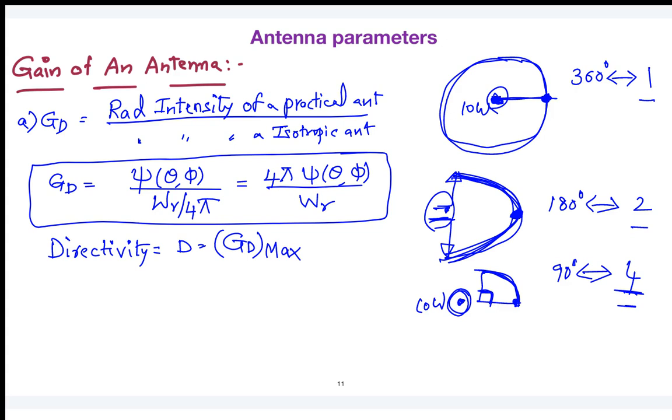So if you take an isotropic radiator and this practical antenna, and you give the same amount of power in a certain direction, the received power is going to be 4 times better than your isotropic antenna. That is basically called your directive gain. So directive gain is always measured by comparing with an isotropic antenna.